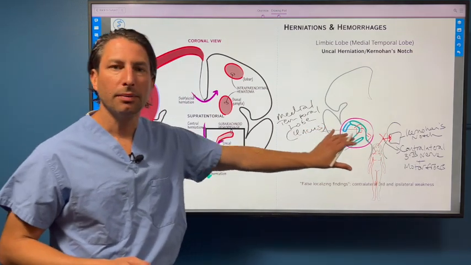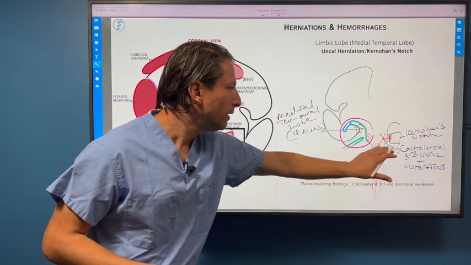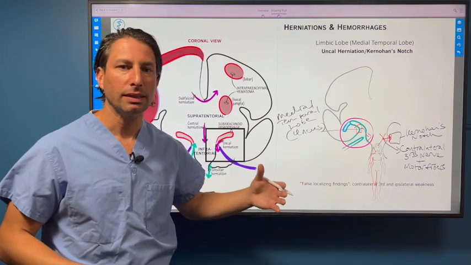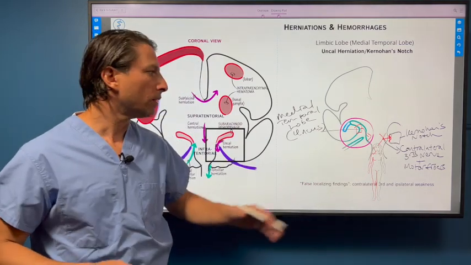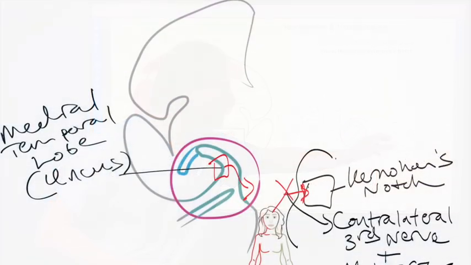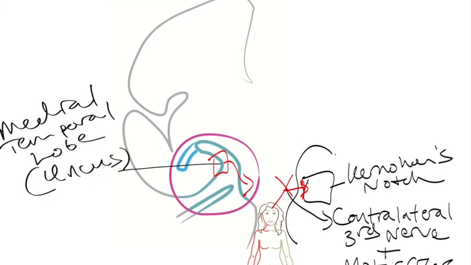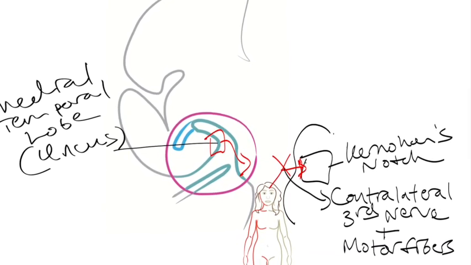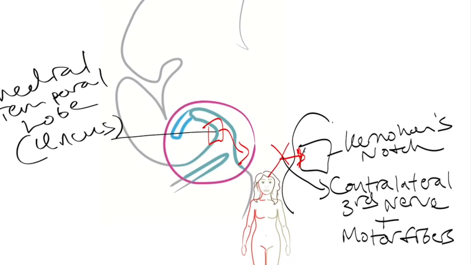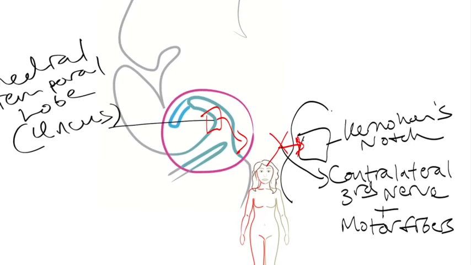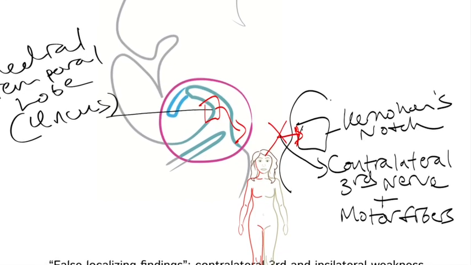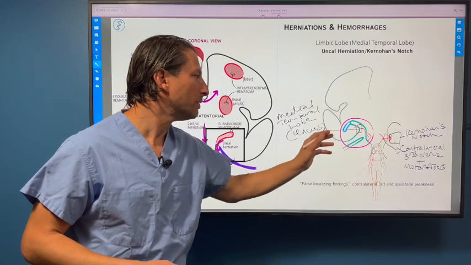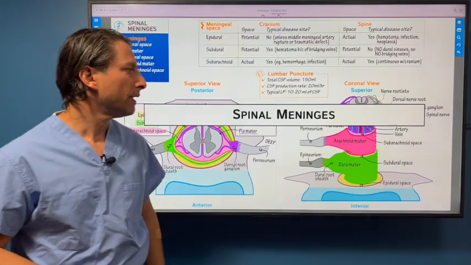There's also something called Kernohan's notch, which is formed and creates what are called false localizing signs. The reason that they're falsely localizing is because there's compression on the side of the brainstem opposite where the herniation exists, meaning the third nerve in the other eye, on the opposite side, is unable to constrict and is dilated. And then because there's compression of the opposite motor fibers, the ipsilateral side of the body is weak, the same side as the herniation itself.